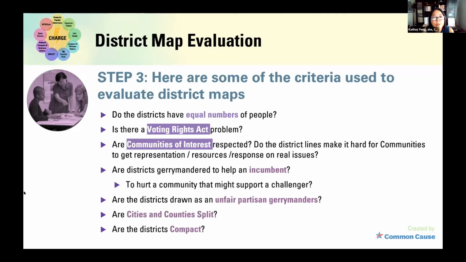The things that we'll be focusing on today, we'll talk a little bit about the equal numbers. We'll talk about Voting Rights Act and communities of interest. And then certainly a lot of the mapping platforms we'll do a deeper dive in the breakouts. We'll be able to talk about how you can analyze some of those other factors. Next slide.